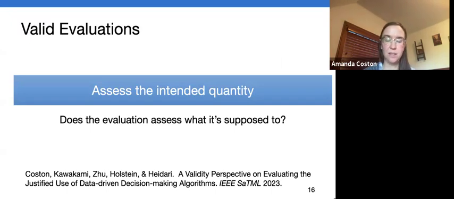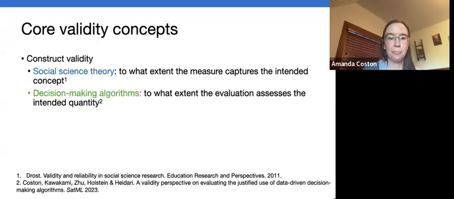And this idea of valid decision-making algorithms and valid evaluations is something we explore in depth in this SaTML paper from a few years ago. So I'll just go over some of the ideas from that paper that really connect to the work I'm presenting today, but we consider a broader array of things. So if this is interesting to you, you might want to check out that paper afterwards. But validity has a long literature in other disciplines, in social sciences, in experimental design. And so we can connect those core validity concepts to some of the challenges we've been talking about here today to understand why failure to address these challenges can threaten the validity of our evaluations.